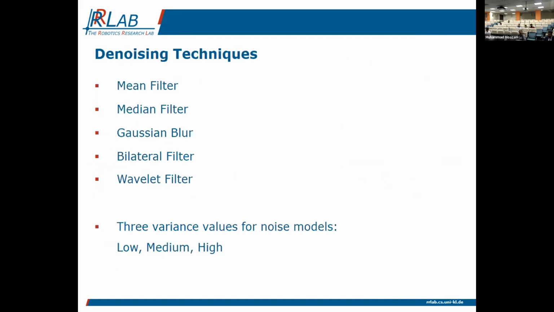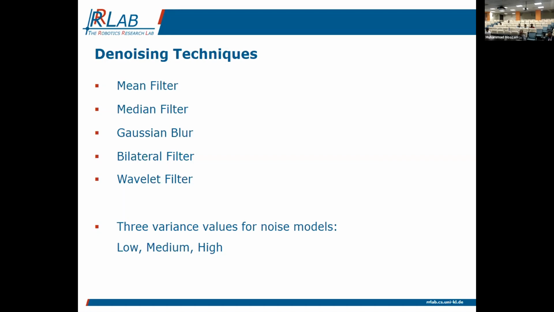Yes, for example, we have the mean filter that does exactly what you just described. The median filter does the same with the median value. Gaussian blur basically does the same, but in a weighted fashion. So you have a window which you slide over the image, and in this window you calculate a weighted average.